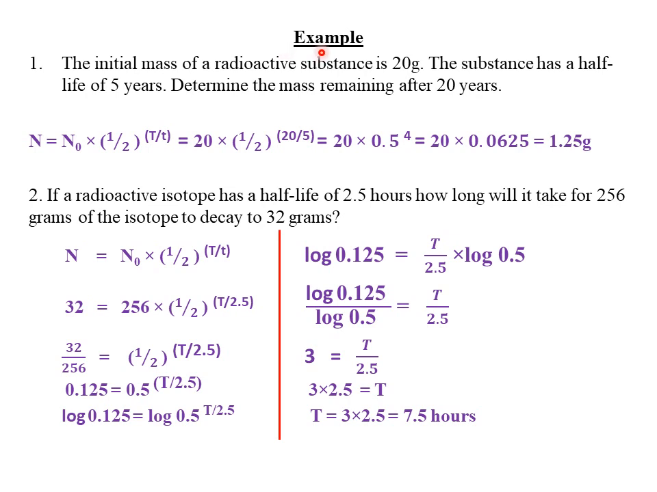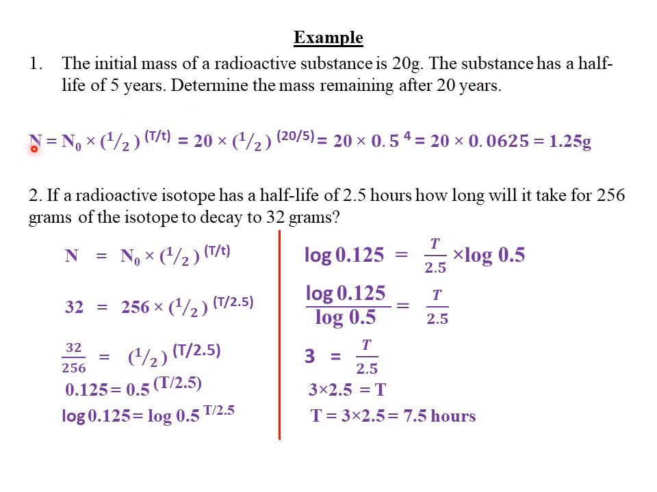So remember, in our previous class we looked at the formula for finding the half-life, whereby N = N₀ × (1/2)^(T/t). In this lesson we are simply looking at examples of how we can apply that formula. Our first example reads that the initial mass of a radioactive substance is 20 grams. The substance has a half-life of 5 years. Determine the mass remaining after 20 years.